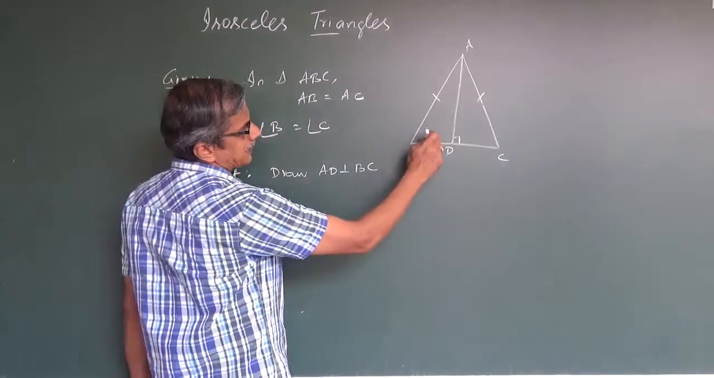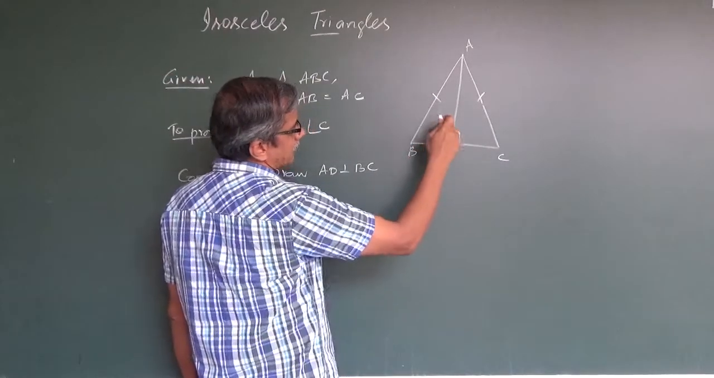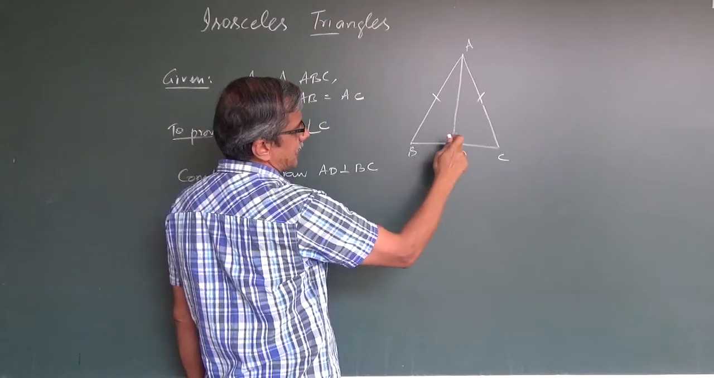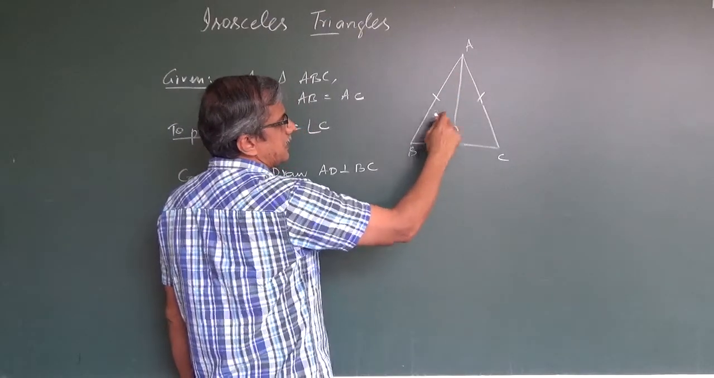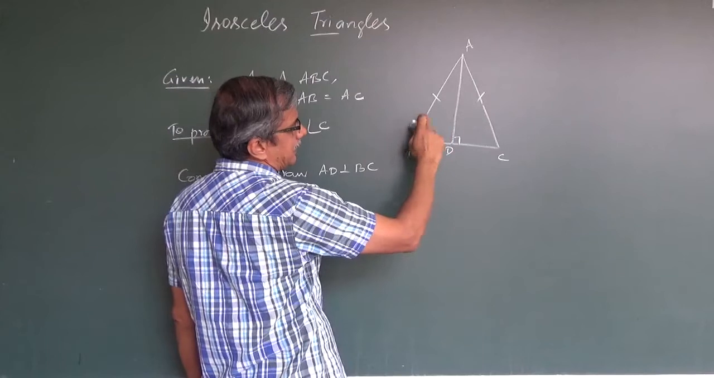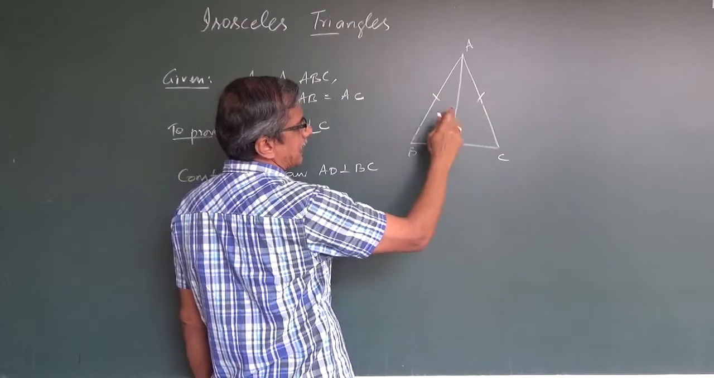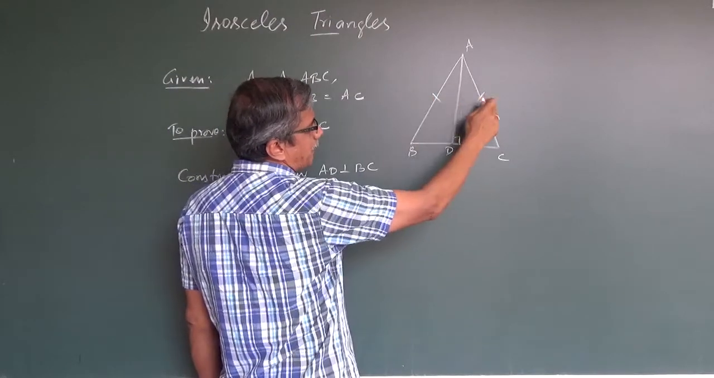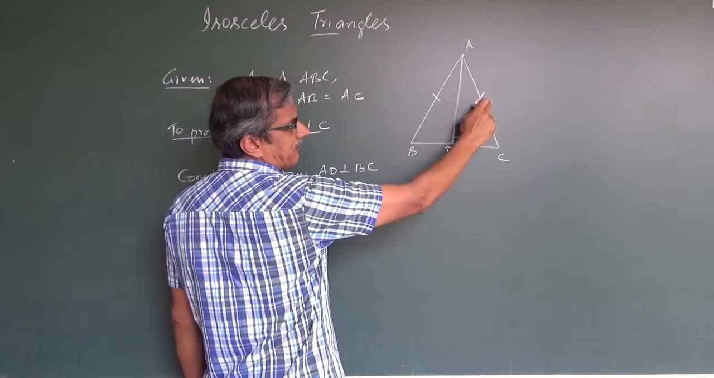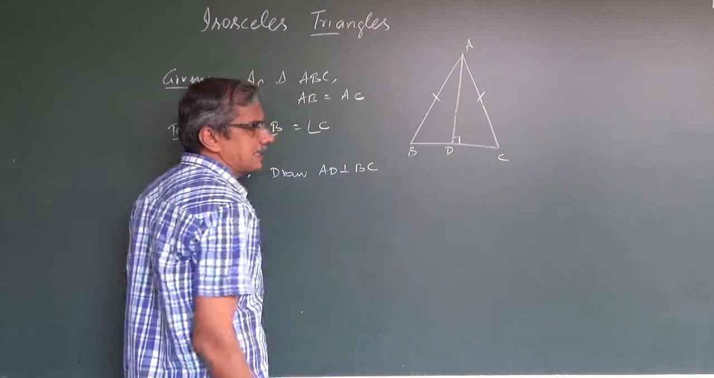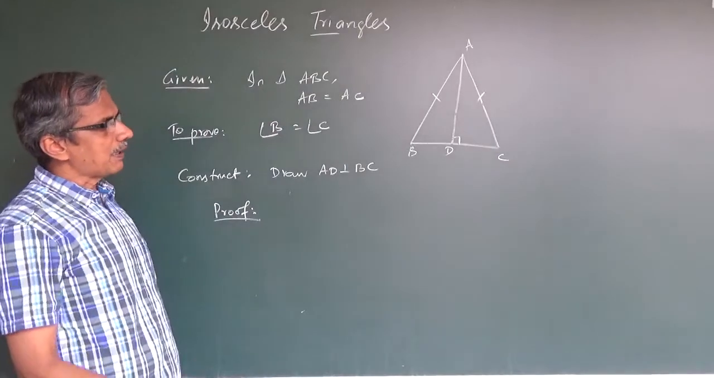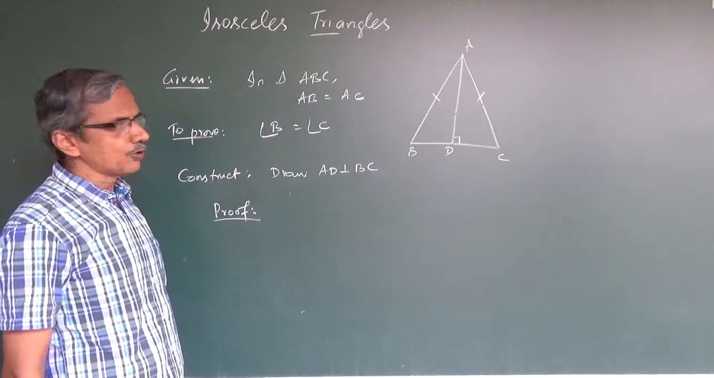Now if we see in these two triangles, this is a right angle triangle. If this is 90 degrees, this is also 90 degrees, and this is also a right angle triangle. The right angles are equal, and these two hypotenuses are equal, given. And one side is common. So by RHS, the two triangles are congruent.